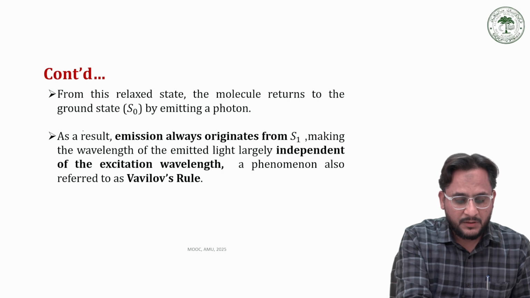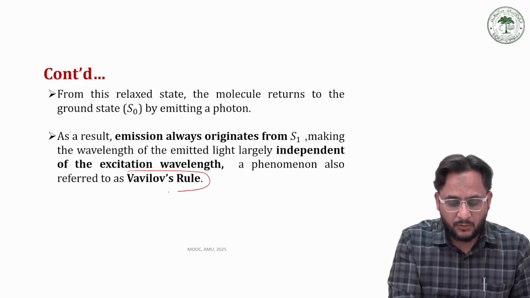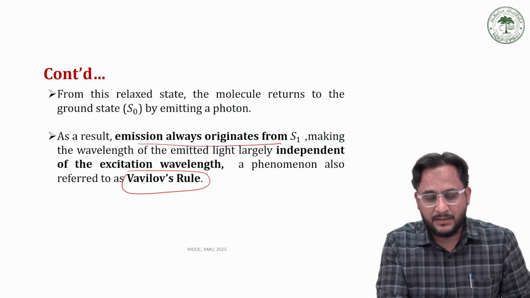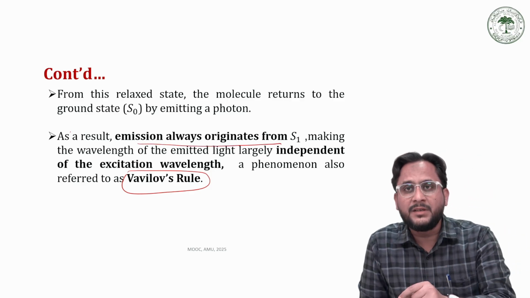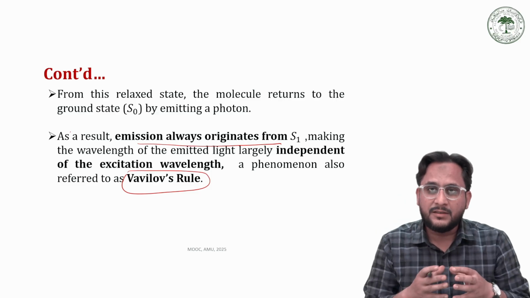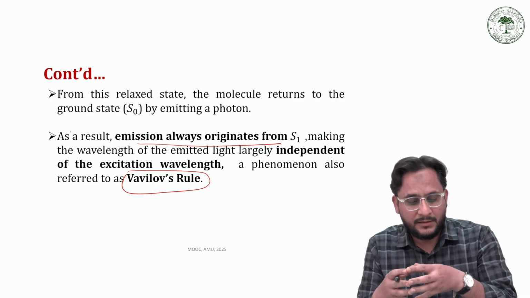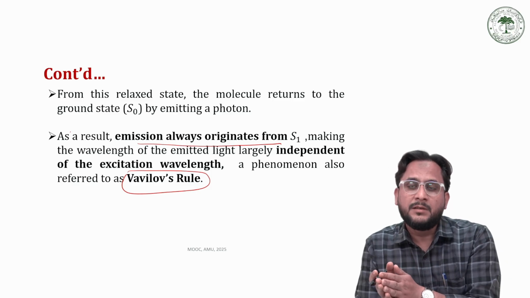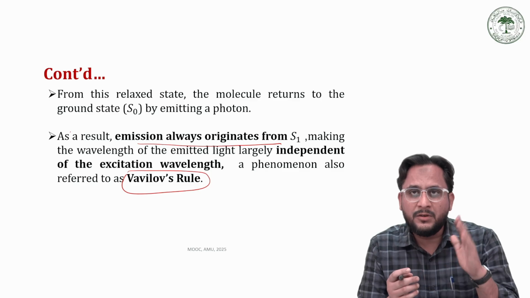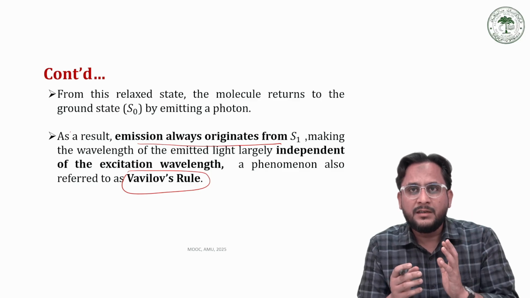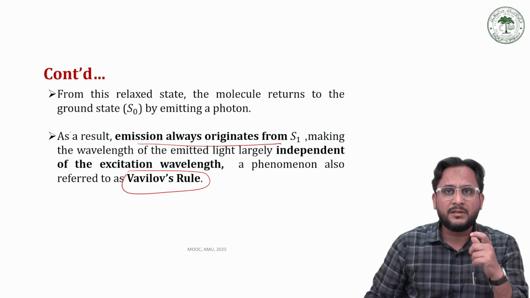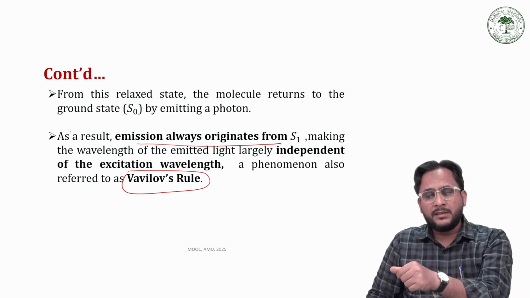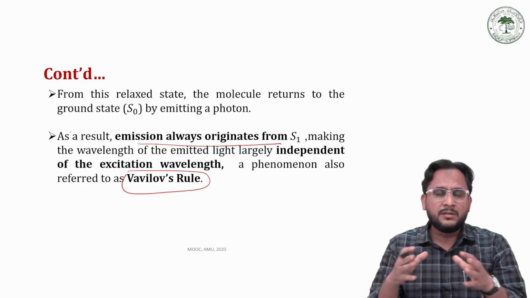Clear? Now there is another rule, Vavilov's rule, which states that the excitation wavelength, the wavelength of light at which excitation is taking place, does not influence the wavelength of light at which emission is taking place, because some of the energy has already been lost in the excited state. Clear? We can never say that since light of very high energy has been absorbed, the light energy being emitted will also be high. No, this is not possible.